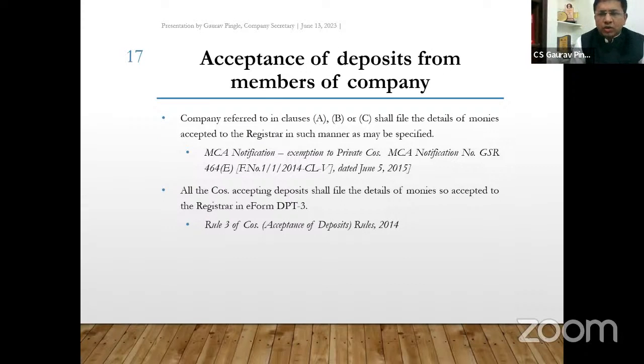So we need to report it. There are two occasions where such reporting is required. One is to be done under the 5th June notification, and second is under the Companies (Acceptance of Deposits) Rules.